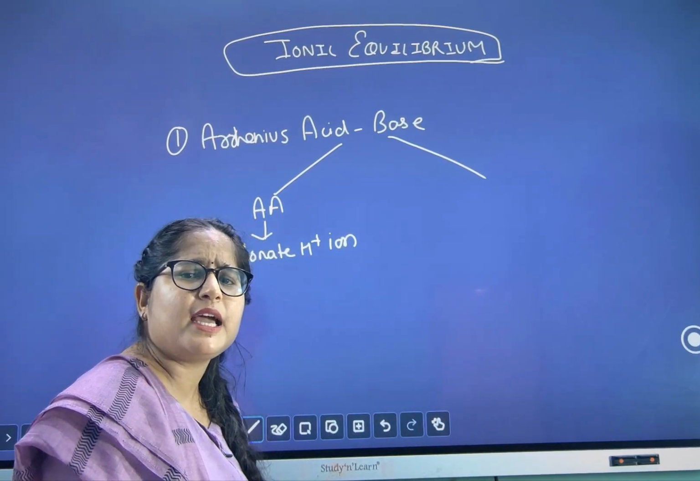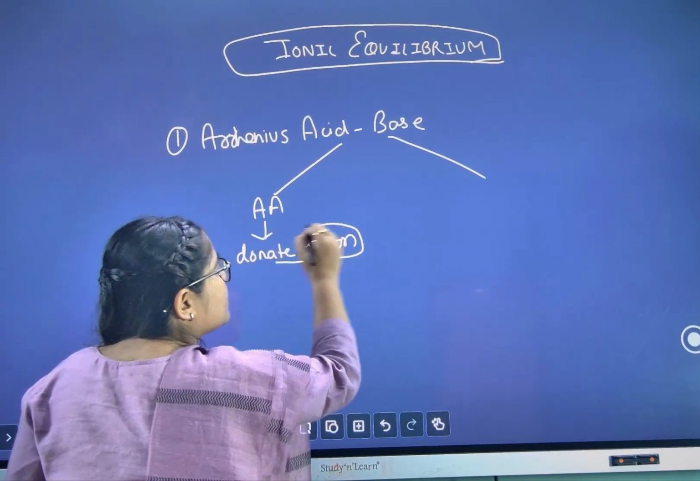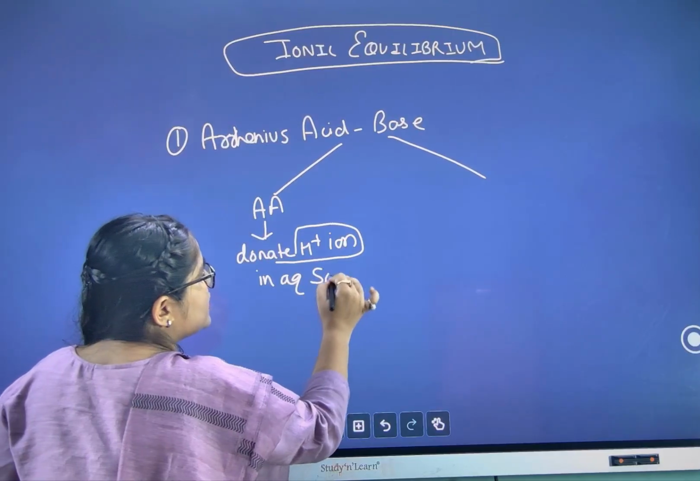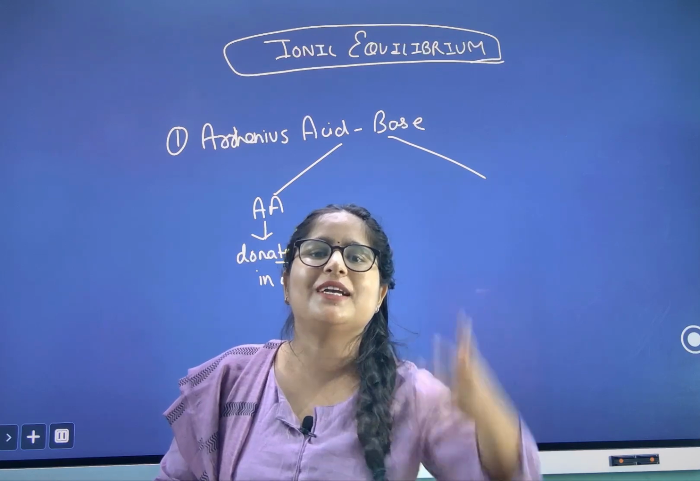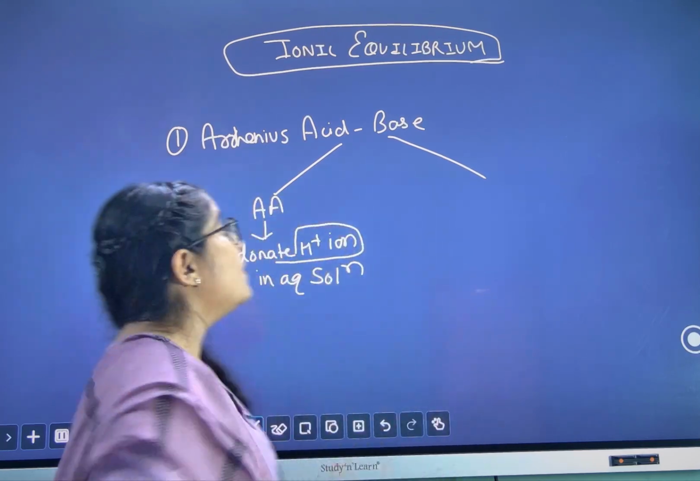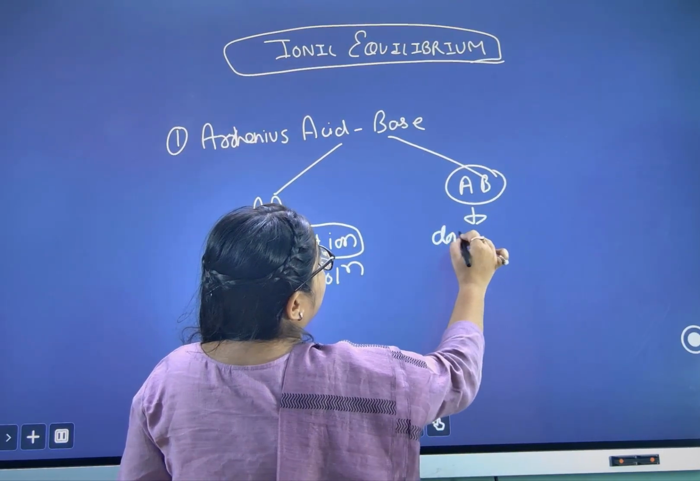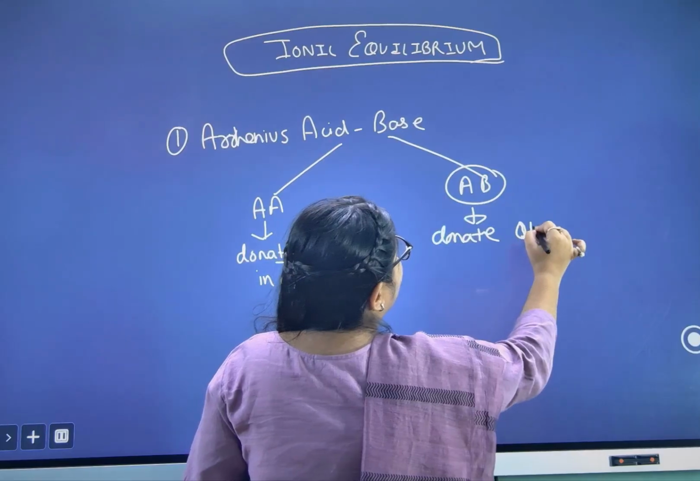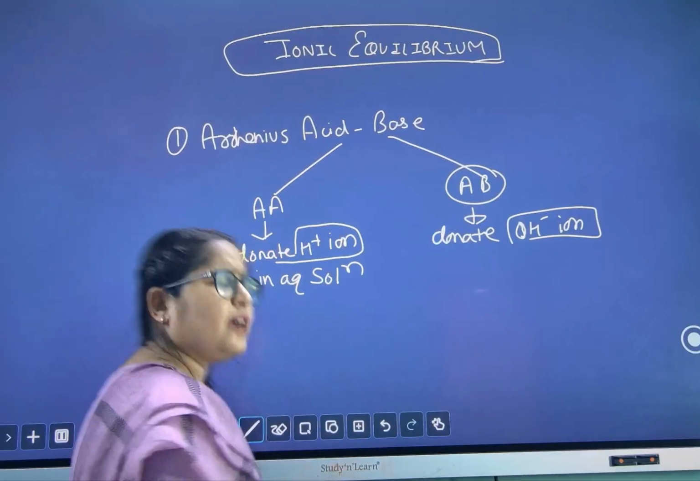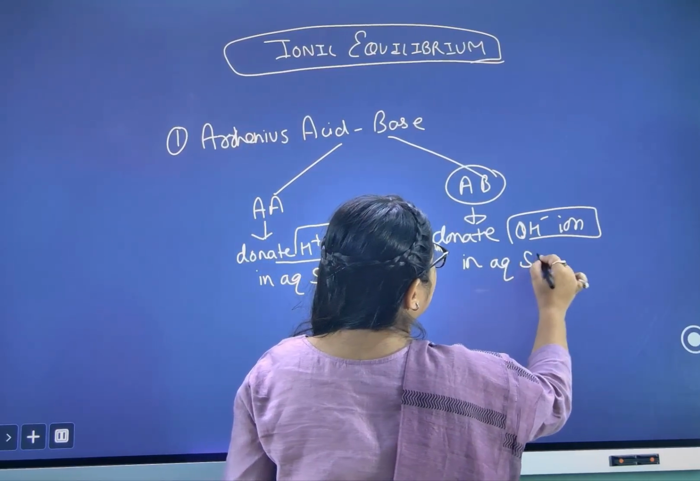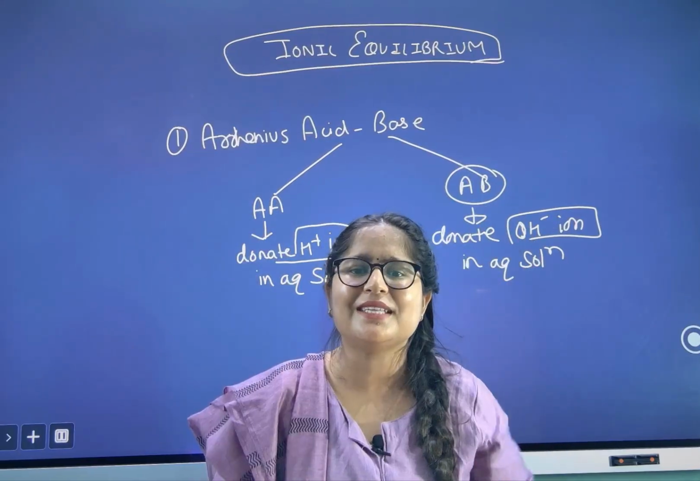Where will it donate H plus ion? Where will it dissociate into H plus ion? In aqueous medium. As soon as you take an acid and put it into water, it will dissociate into H plus, and that is known as Arrhenius acid. What is Arrhenius base? Arrhenius base is something which donates OH minus ion in aqueous solution. Clear? So you take anything and put it into water. If it is giving OH ion, it is Arrhenius base.